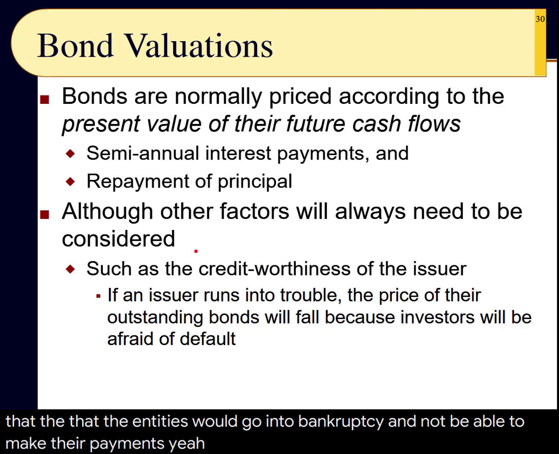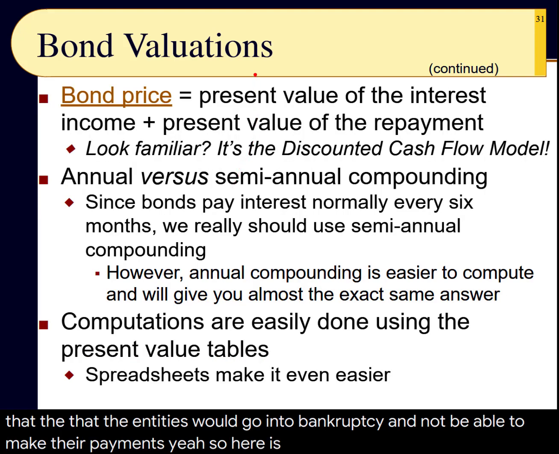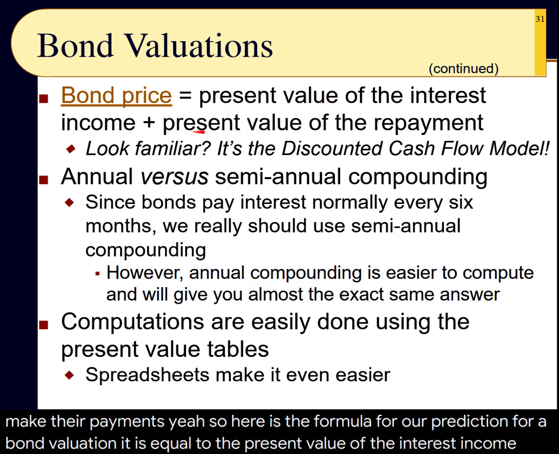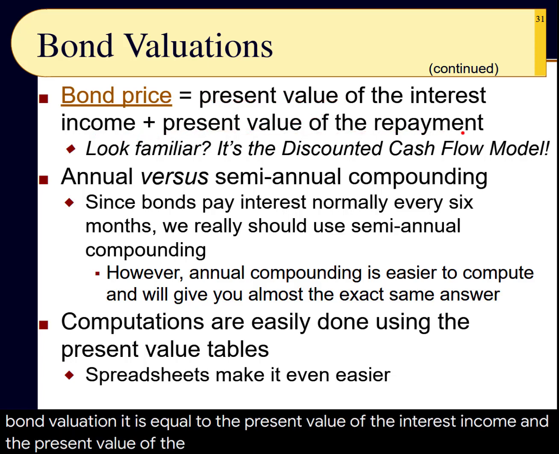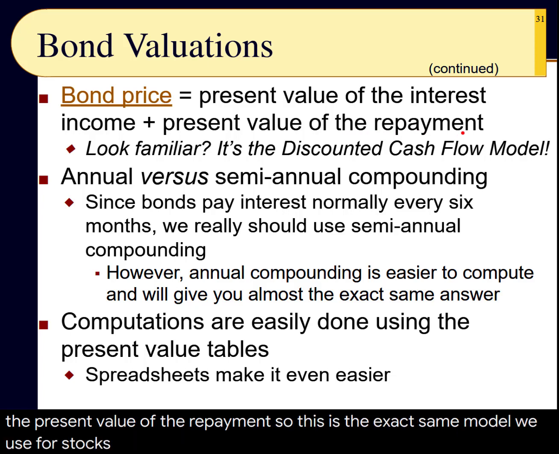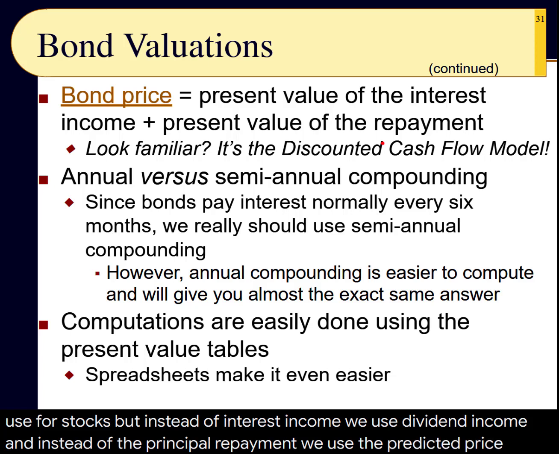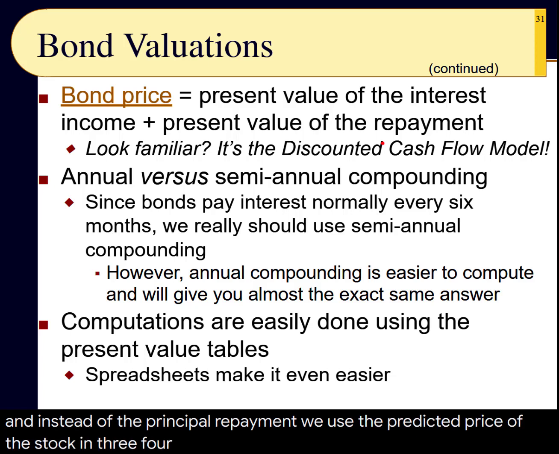So here is the formula for our prediction for a bond valuation. It is equal to the present value of the interest income and the present value of the repayment. So this is the exact same model we use for stocks. But instead of interest income, we use dividend income. And instead of the principal repayment, we use the predicted price of the stock in 3, 4, 5 years.